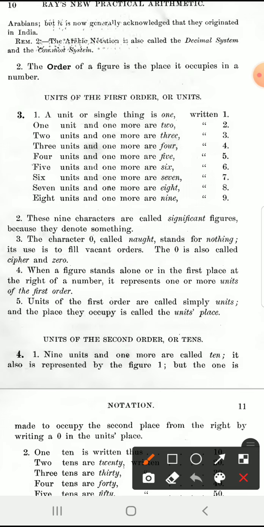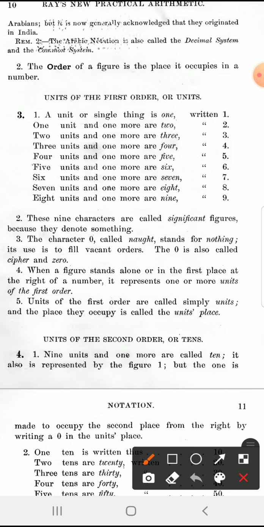In Lesson 1 we learned that there are two different ways to express numbers. We can express numbers with words, and we can express numbers with characters. And we learned that in order to express numbers with characters, we need some system of notation, some method by which we can represent numbers with characters. And we learned that the commonly used system of notation in arithmetic is the Arabic system.